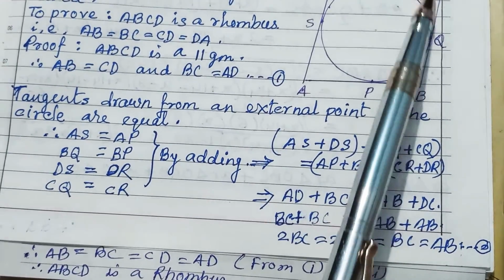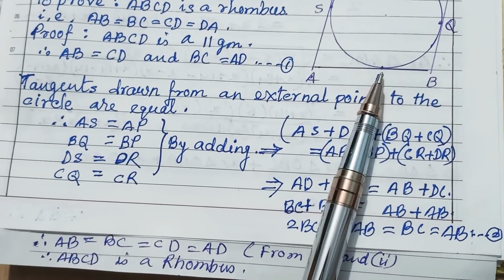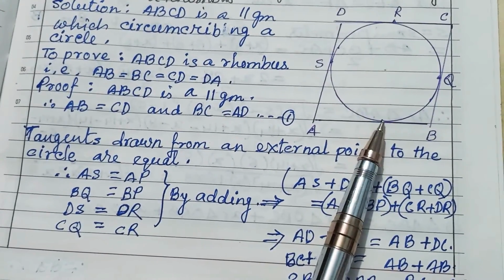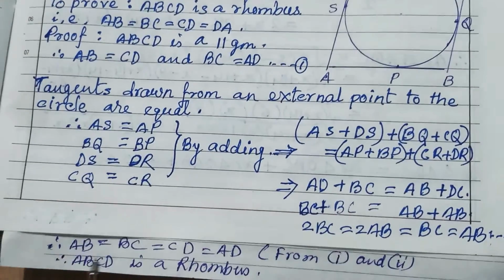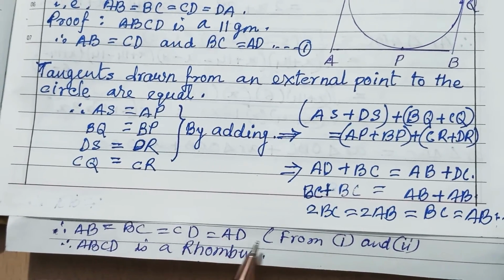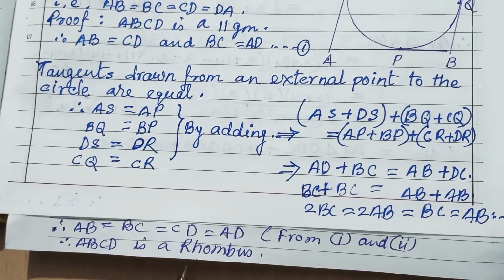AB is equal to BC means two adjacent sides are equal. So we can say adjacent sides and opposite sides are equal, so all four sides are equal. AB equals BC equals CD equals AD. Four sides are equal, therefore ABCD is a rhombus.